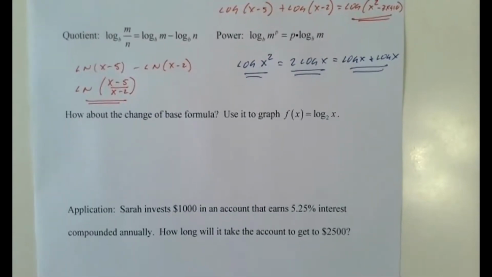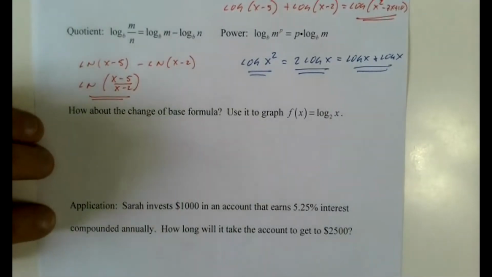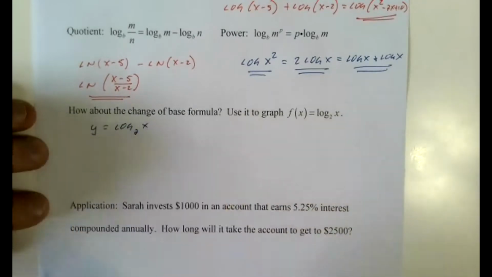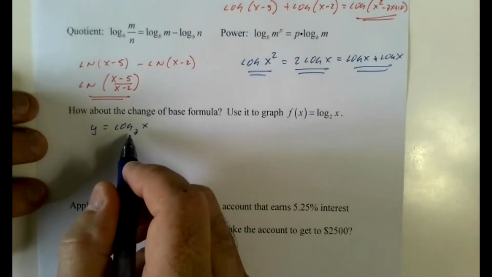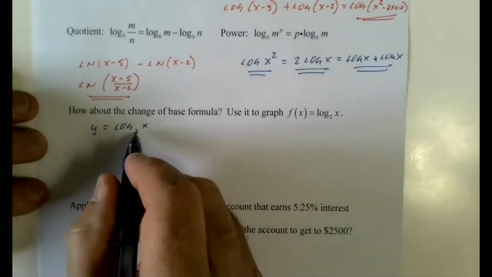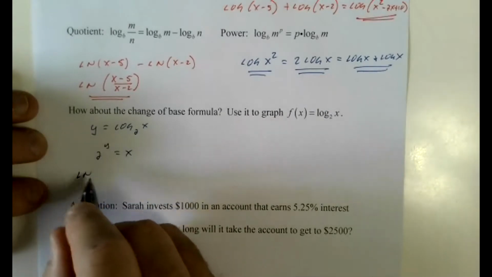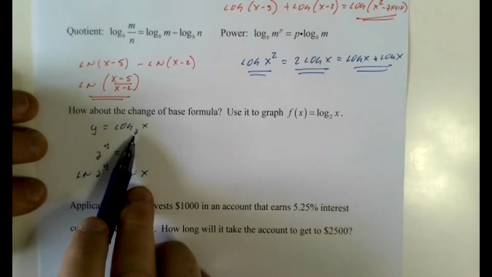So how about the change of base formula? We don't need it, but I'll show you where it comes from. So let's just say y equals log base 2 of x. Rewrite it: base to the outside equals inside. 2 to the y equals x, and then take the natural log of both of these. At which point you're probably like, why would you do that? Well, I don't have log base 2 in my calculator.